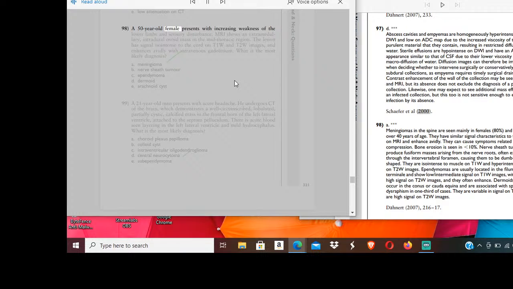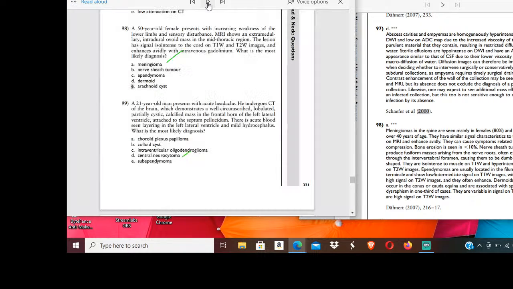98. A 50-year-old female presents with increasing weakness of the lower limbs and sensory disturbance. MRI shows an extramedullary, intradural ovoid mass in the mid-thoracic region. The lesion has signal isointense to the cord on T1W and T2W images, and enhances avidly with intravenous gadolinium. What is the most likely diagnosis? A. Meningioma. B. Nerve sheath tumor. C. Ependymoma. D. Dermoid. E.